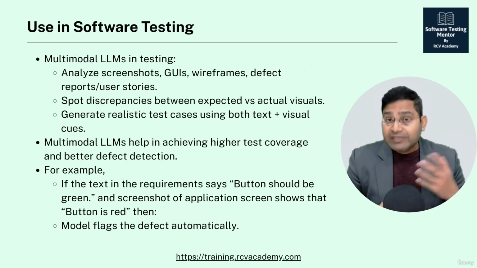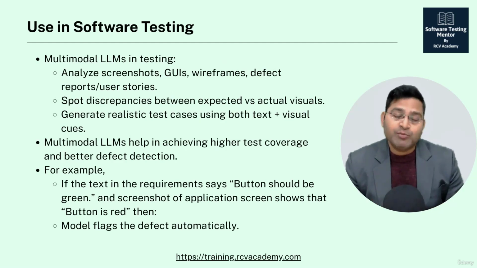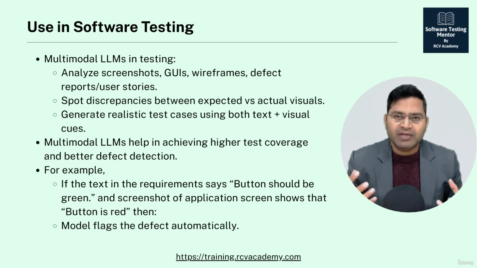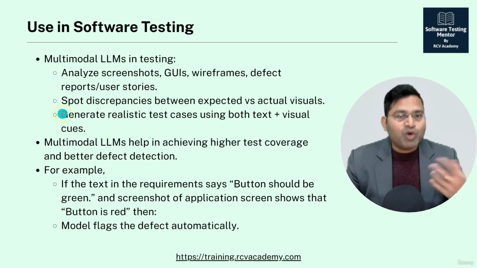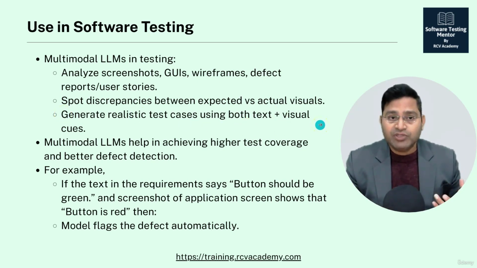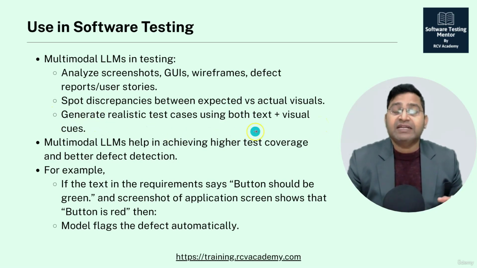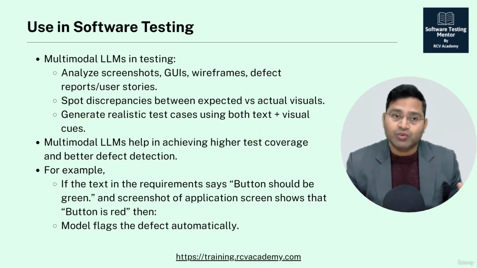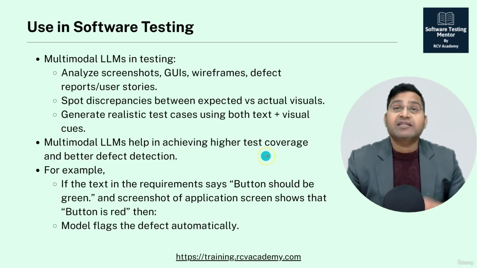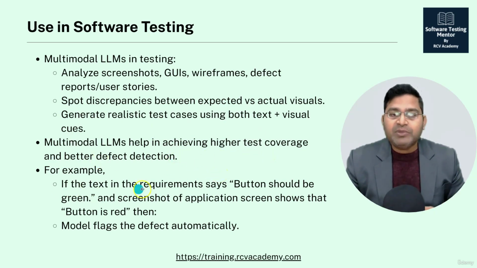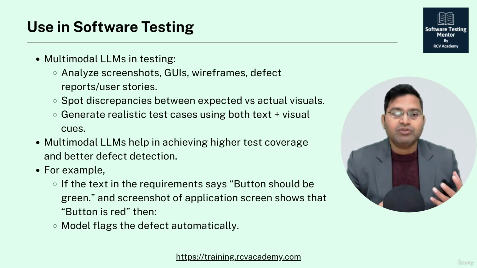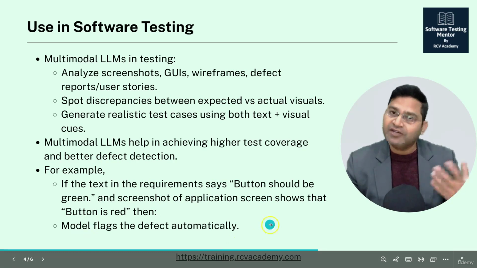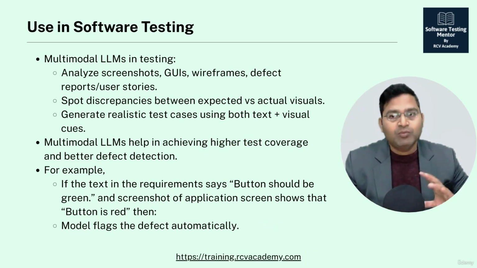Now, what are the uses of these models in software testing? Multimodal large language models in testing analyze screenshots, graphical user interfaces, wireframes, defect reports, etc. So multimodal LLMs are very, very useful, and that's what we are using nowadays. They spot discrepancies between expected versus actual visuals or results, and generate realistic test cases for both text and visual cues. Multimodal LLMs help in achieving higher test coverage and better defect detection. For example, if the text in the requirement says the button should be green and the screenshot of the application screen shows that the button is red, then the model flags the defect automatically. That's where multimodal LLMs will be really helpful.